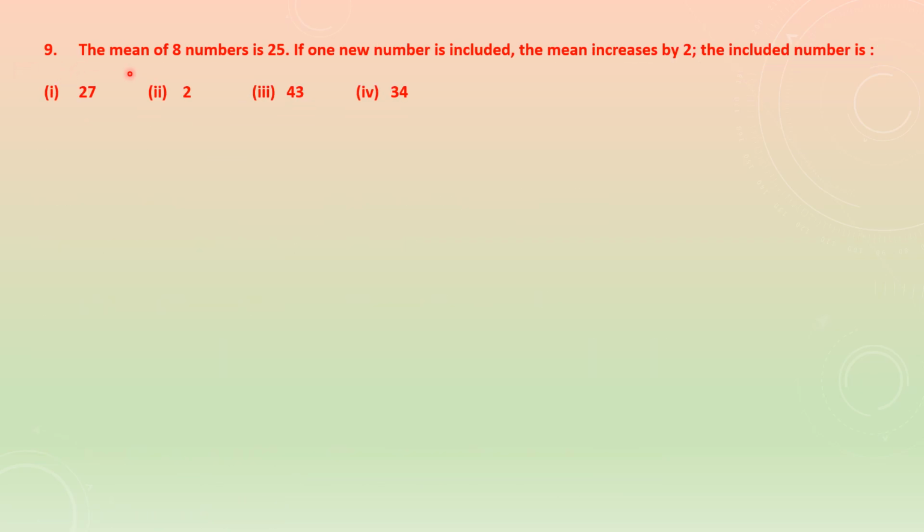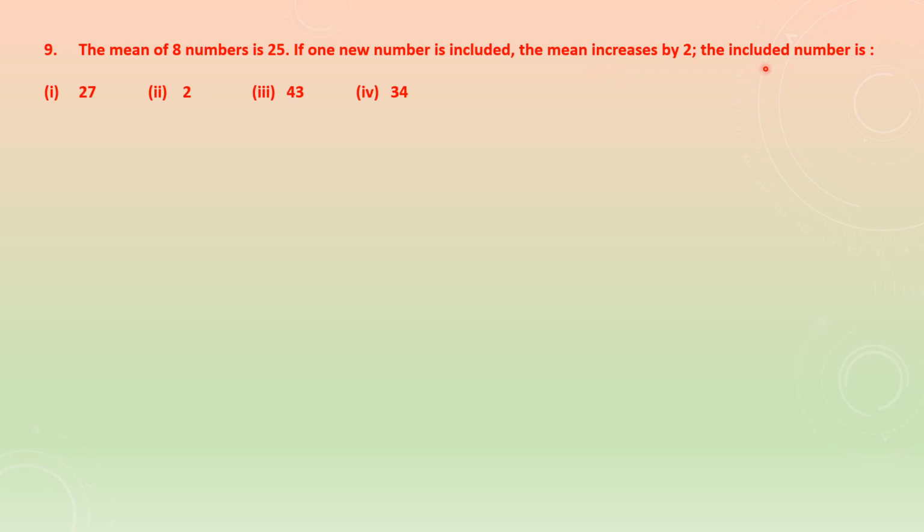Question 9. The mean of 8 numbers is 25. If one new number is included, that means now the count will become 9. Then the mean also increases by 2. So the mean was 25, it's going to increase by 2, that means it's going to become 27. Now we are asked to find the included number based on all these details.